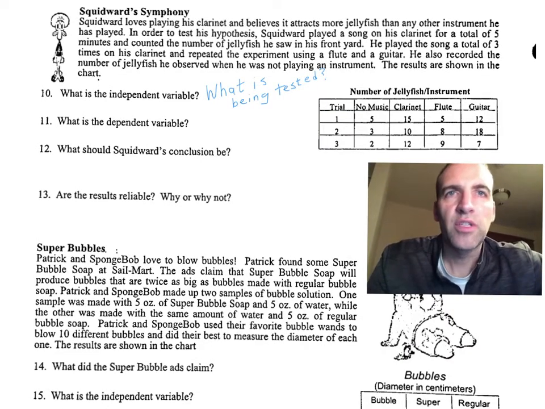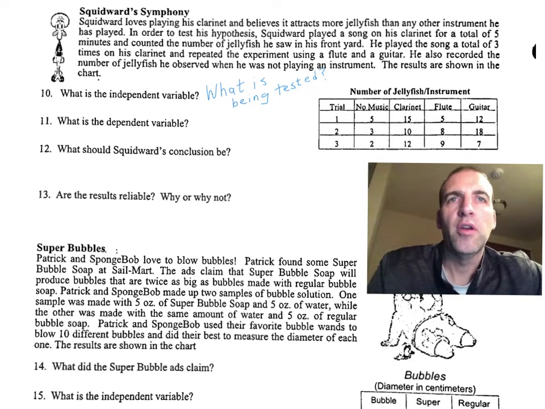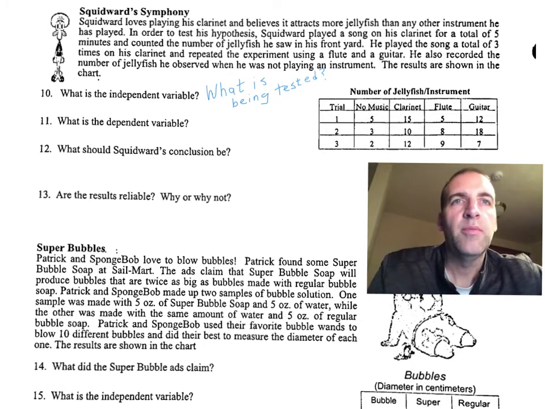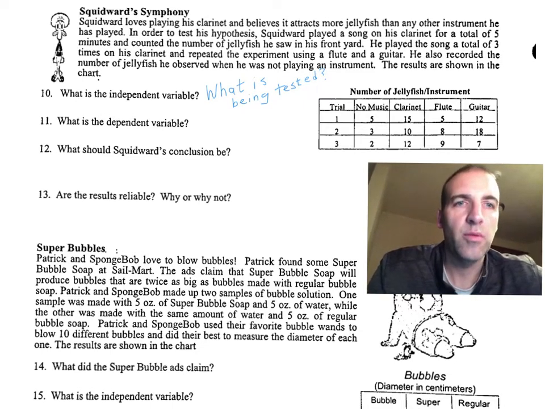Our next question, question 11, asks, what is the dependent variable? The dependent variable is what they are measuring or observing in the experiment. So if we look back at this experiment, we've got a big hint in our data table on the right-hand side here. We've got the number of jellyfish by instrument, and we've got 3 trials. So, question 11, what are they measuring or observing in this experiment? Or what are they counting in this experiment?